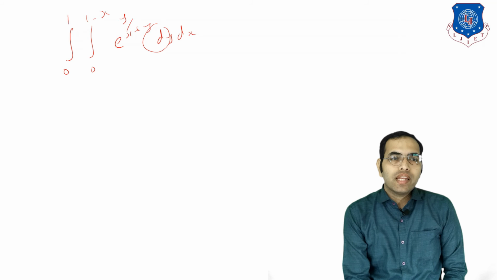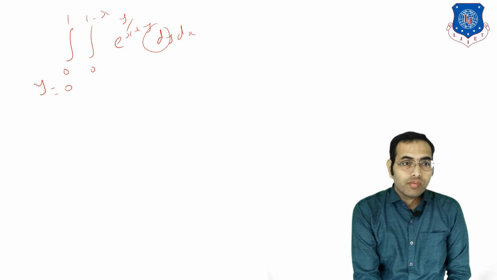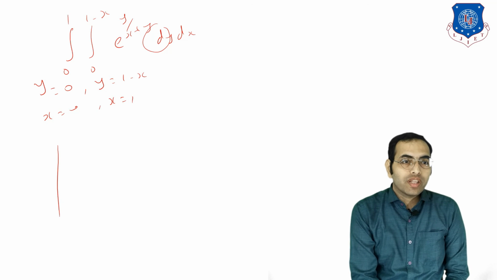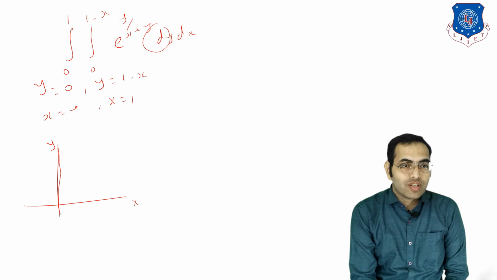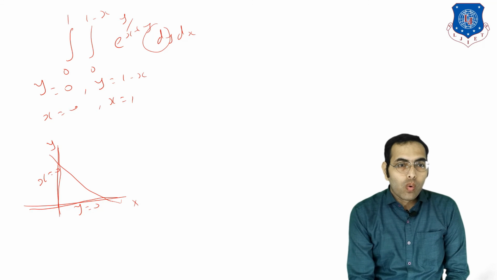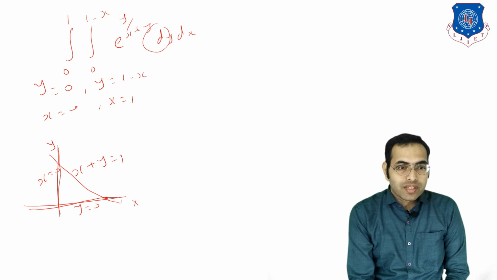Here we have to find the limits of u and v, where y varies from 0 to 1 minus x and x varies from 0 to 1. Firstly draw the region with the x axis and y axis. Then x equal to 0 lies on the y axis, y equal to 0 lies on the x axis, and 1 minus x gives x plus y equal to 1, which is the equation of a straight line. The intersection points are (1, 0), (0, 1) and (0, 0).